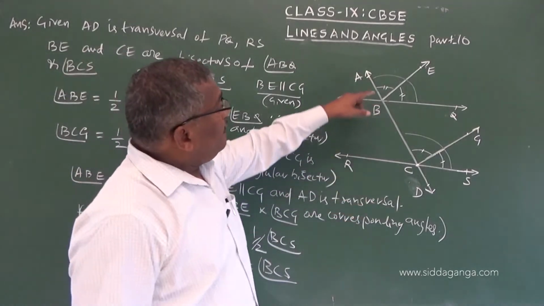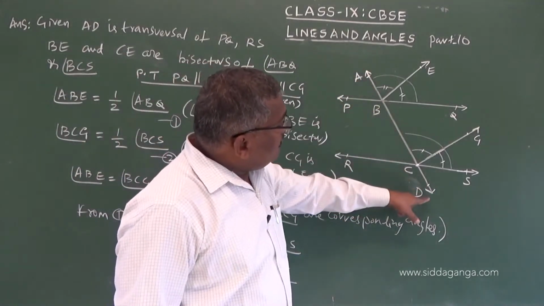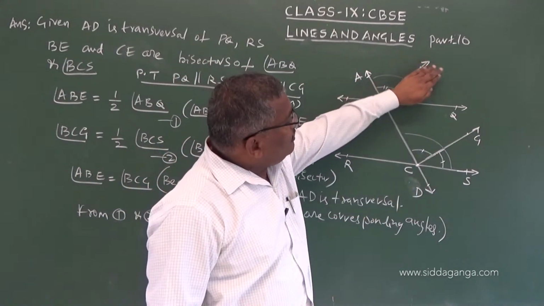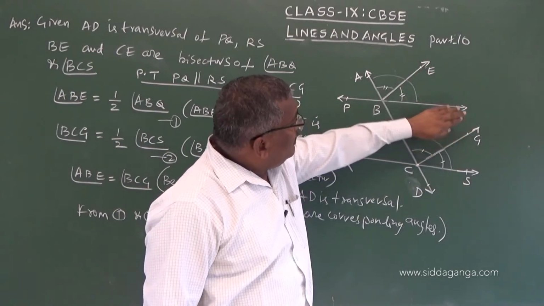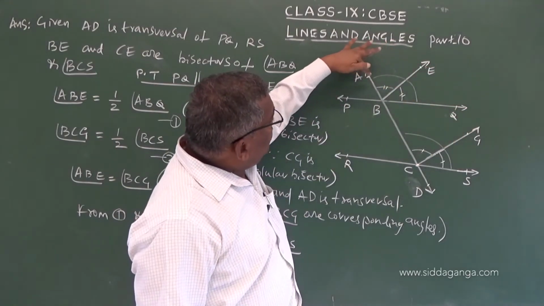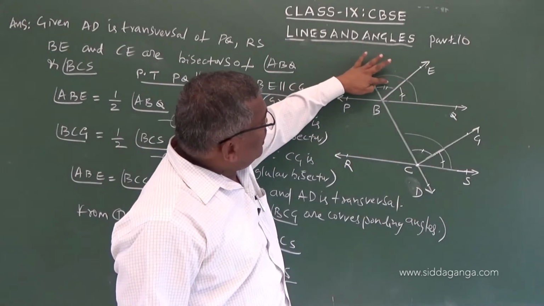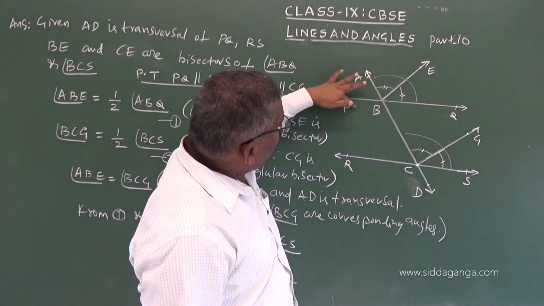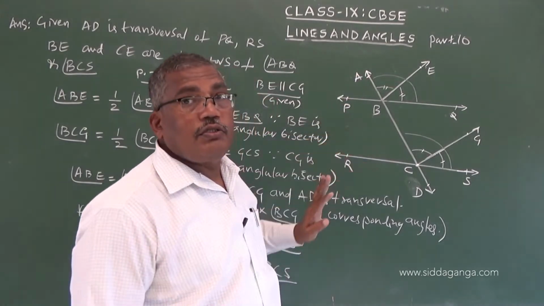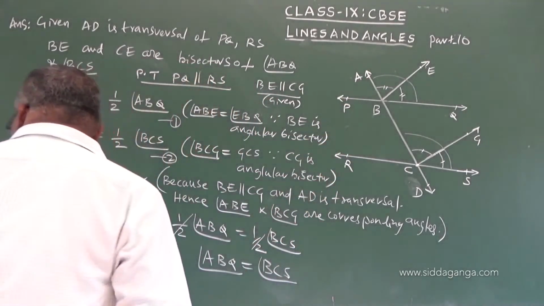So this is the transversal. Now we forget about these lines. So these two are corresponding angles, they are equal. So therefore PQ is parallel to RS.